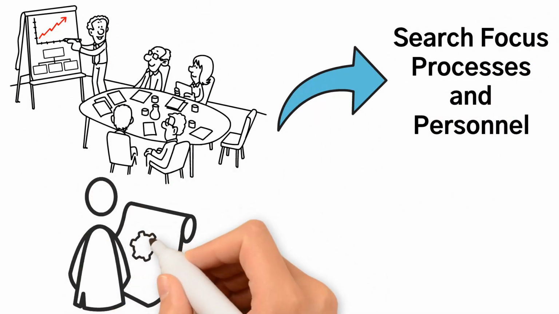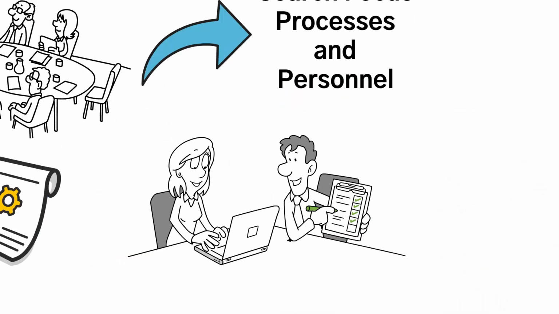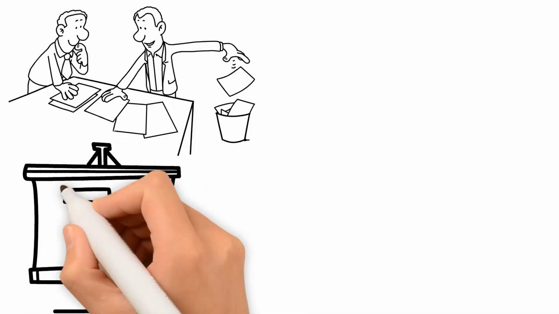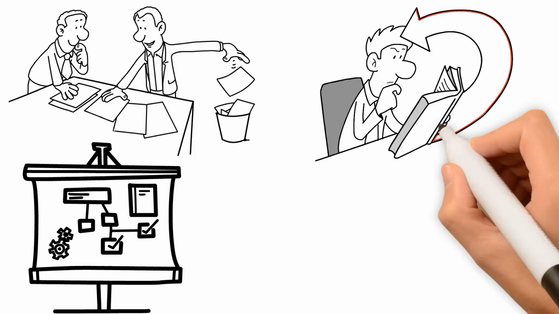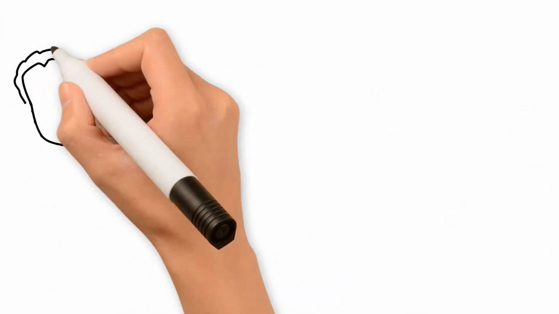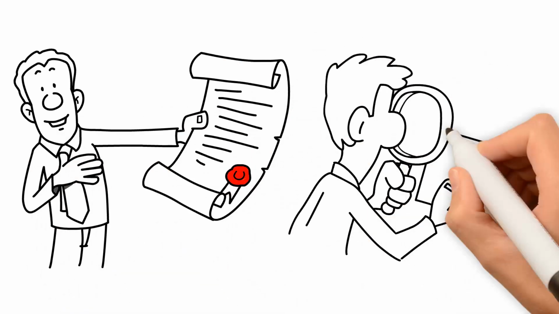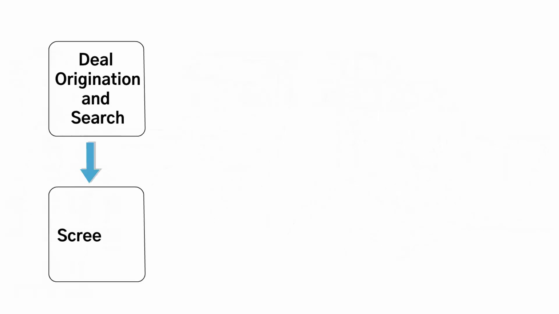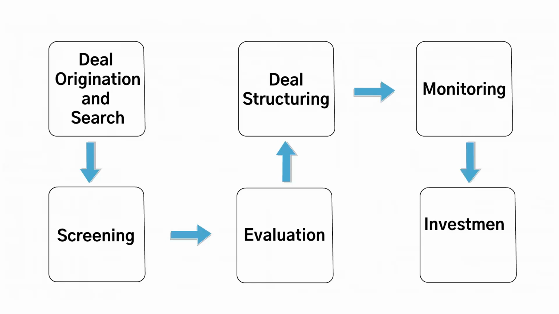Existing research tends to categorize CVC units based on observable factors, often overlooking the subtle behavioral components and the heterogeneity of processes. As our goal was to better understand the heterogeneity of CVC investment processes, we decided to delve deep into the 6 widely accepted CVC search subprocesses, i.e. deal origination and search, screening, evaluation, deal structuring, monitoring, and investment realization.